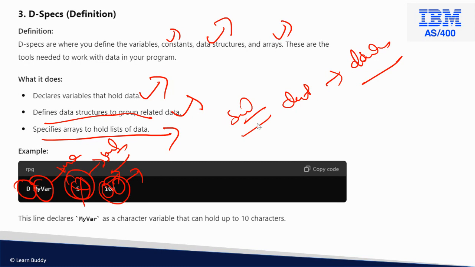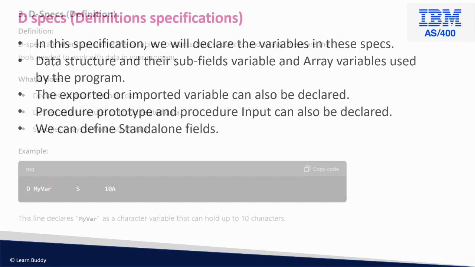You can discuss this further in this class. We have separate slides for the data types, and we can discuss them then. For now, just focus on what the D specification is. The D specification is mainly used to declare variables, arrays, and data structures, and you can also declare constants. A constant is a variable only, but instead of S, you mention C here. C means constant.